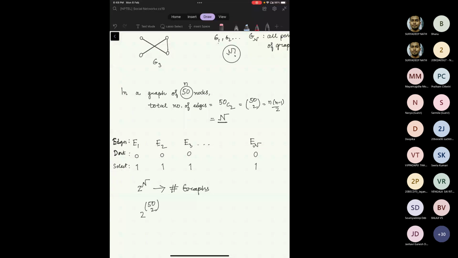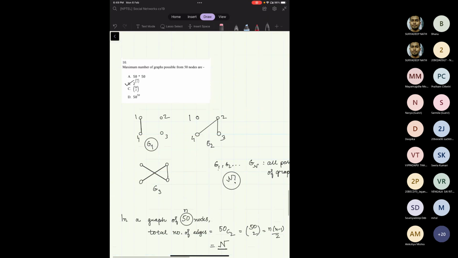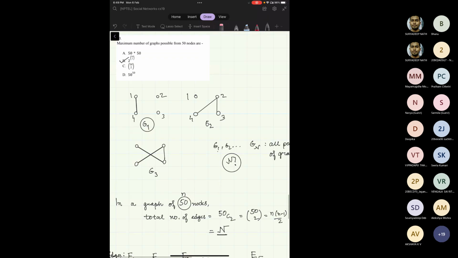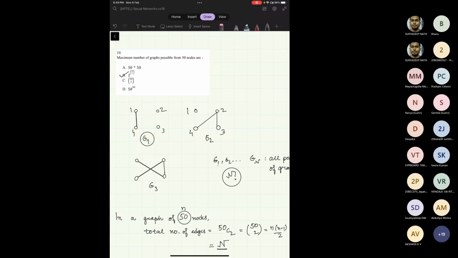So it can be 0, 1, 0, 1, 0. For every edge you have 2 options. So 2 into 2 into 2, 2 to the power N. The total number of options gives you the total variety of graphs, that is 2 to the power N. And for this question, that N is 50 C2, so it is represented like this in these braces, 50 by 2. So option B is the correct answer for this question.